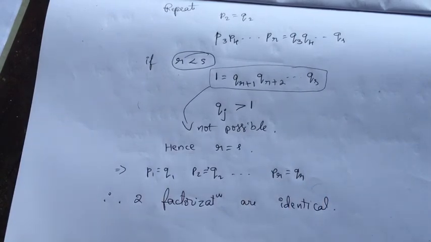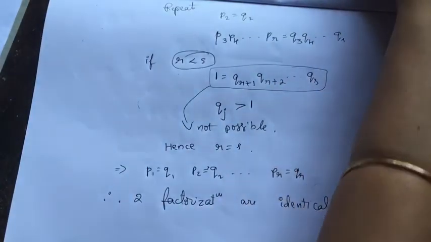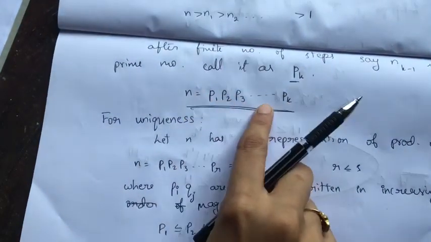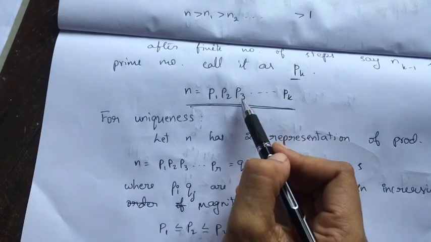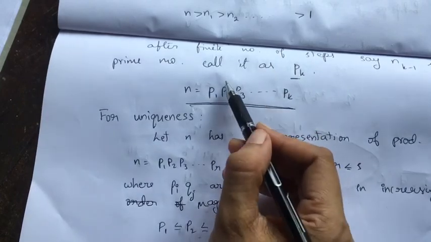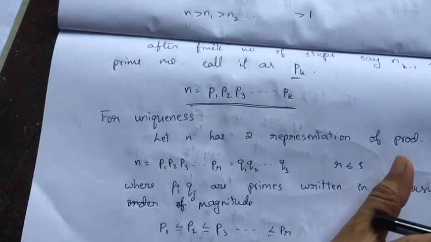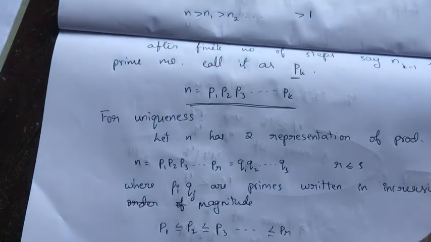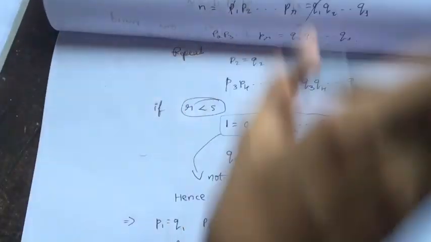Remember one thing: this factorization is unique, but the prime numbers which appear in the representation may repeat. In this, P1 may be equal to P3. Any one prime number, say P1 or P2, may occur more than once. But the representation is unique. If I write it in one form, then I cannot write it in any other form. The numbers may repeat, but the representation won't.